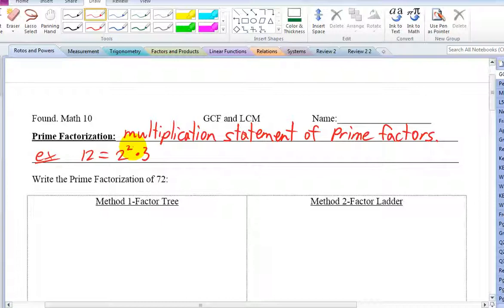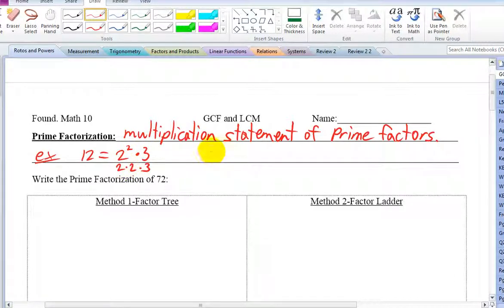Yes, I'm using exponents. And yes, I'm putting the factors in numerical order. Okay, so order counts. We want to use exponents. So instead of going 2 times 2 times 3, you're going to use the shortcut of exponents. All right? So that's what prime factorization is. What we're going to do is factorize it and then write it as a multiplication statement.